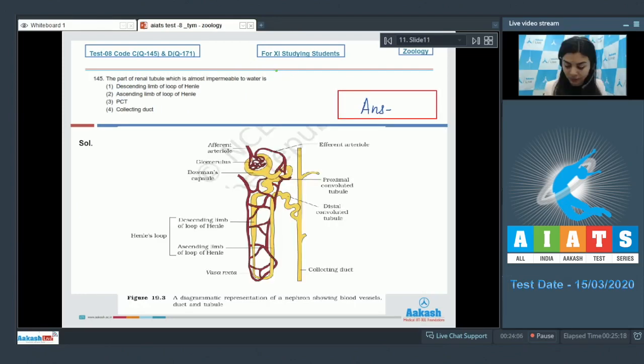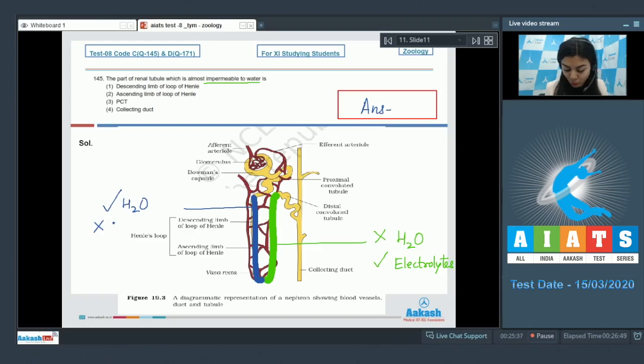Question 145. The part of loop of Henle which is impermeable to water is, let's understand the permeability of the two limbs of loop of Henle with respect to water and electrolytes. The ascending limb of loop of Henle, which is this part, is not permeable to water but is permeable to electrolytes. Thus it leads to concentration. Whereas the descending limb of loop of Henle, which is this part, is permeable to water but not permeable to electrolytes and would lead to dilution.